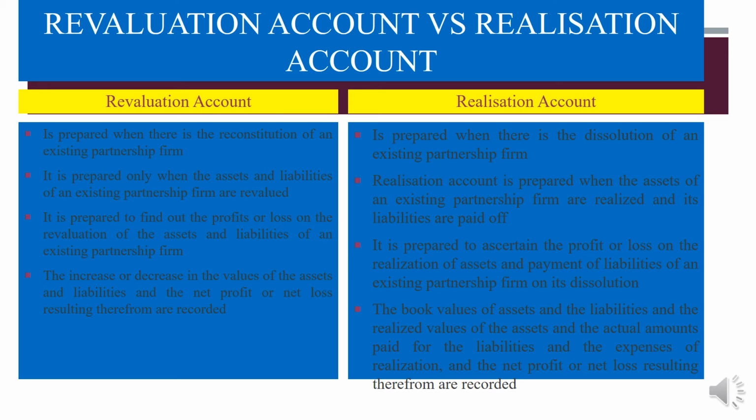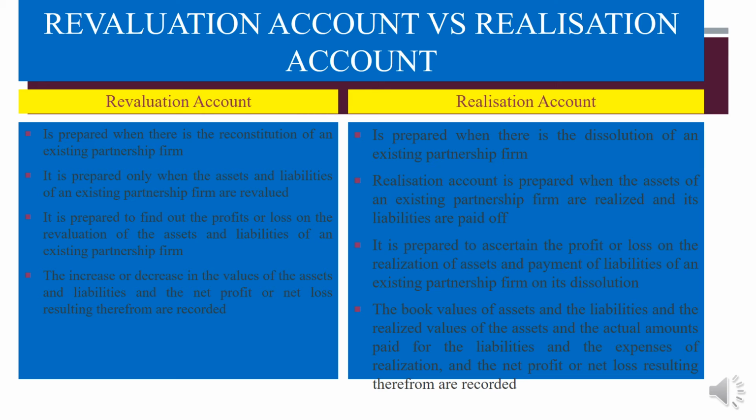Okay, here say for example, if there is a decrease in the asset, they are debited to the revaluation account, and if there is an increase in the asset, they are credited to the revaluation account. And similarly, if there is any increase in the liability, they are debited to the revaluation account, and if there is any decrease in the liability, they are credited to the revaluation account, and finally the profit is found.